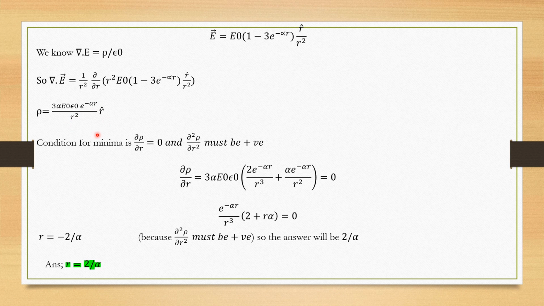And the condition for minima is del rho by del r equal to 0, and del squared rho by del r squared must be positive. So by solving it we find that the r value will be minus 2 by alpha and 2 by alpha. Because del squared rho by del r squared must be positive, the answer will be 2 by alpha.